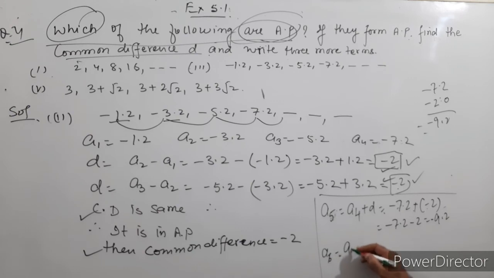A6. A6 is equal to A5 plus D. What is A5? This one. Minus 9.2 plus minus 2. Here it is 11.2. Add it, son, 11.2 has come.